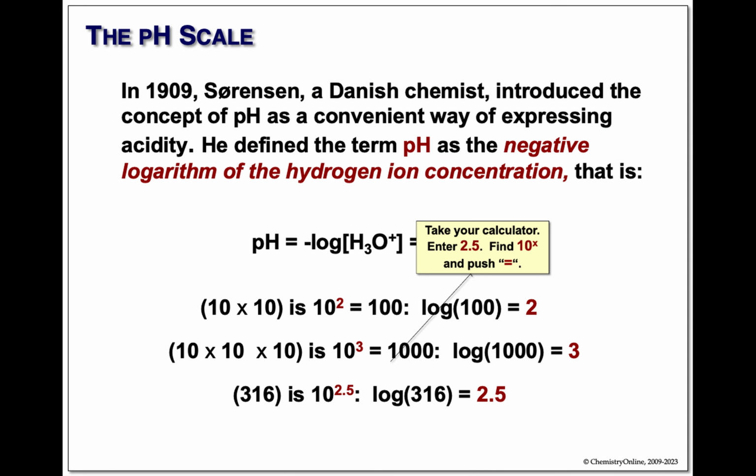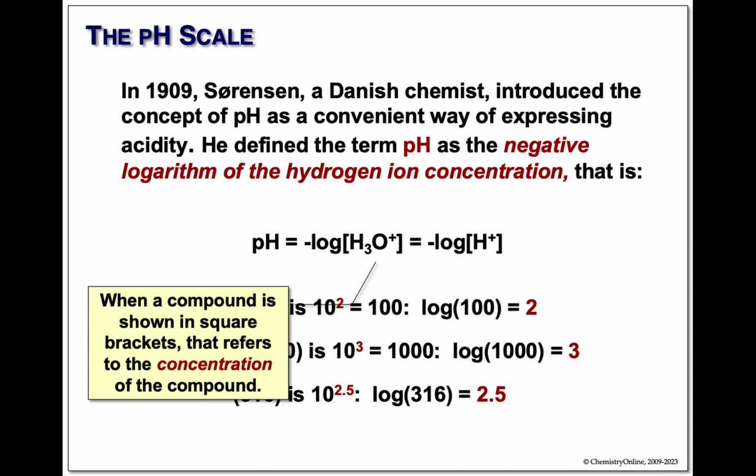All right. One other question. What are these little square brackets? That's one convention in chemistry. Whenever you put a substance inside square brackets, it refers to the molar concentration. So this is the negative log of the molar concentration of hydronium.